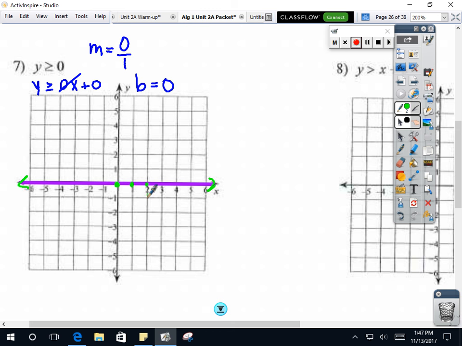Every single point on that line has a y value of what? So any point we chose, if we plugged in the y value of 0 right here, doesn't that make a true statement? 0 is greater than or equal to 0. Now, in addition to the points on the line being solutions, so is the shaded area, which is greater. So that would be above.